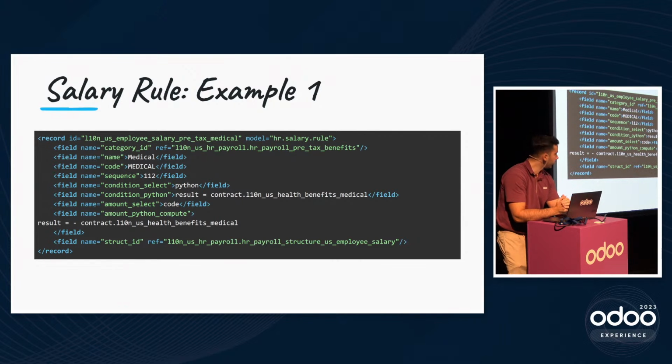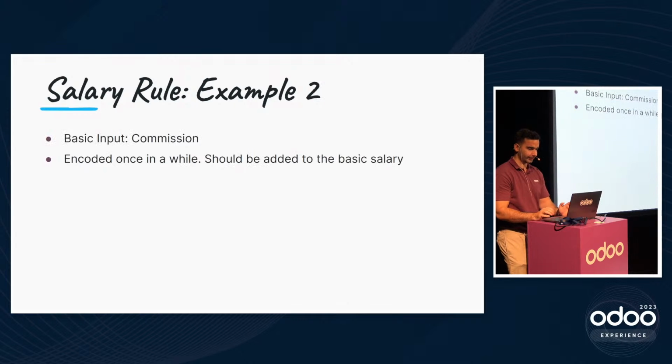What is your condition here? It is this field in the contract. Then the result is computed using the code by setting the result as the negative amount of the amount that you just defined on your contract. And finally, we link this rule to the monthly pay structure. We have to admit that this is really not complicated, right?